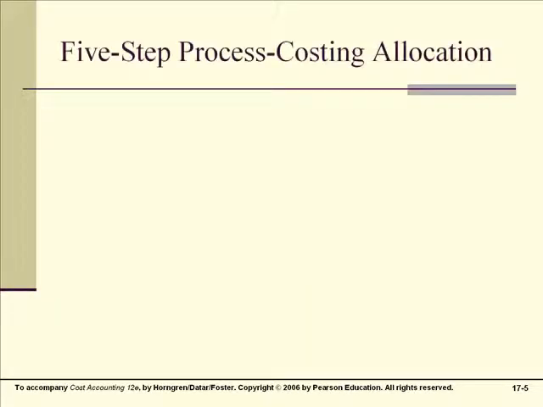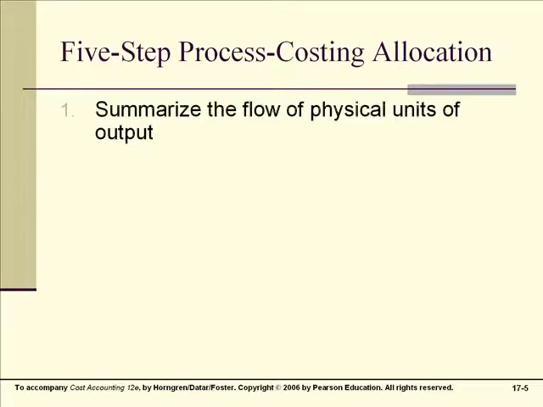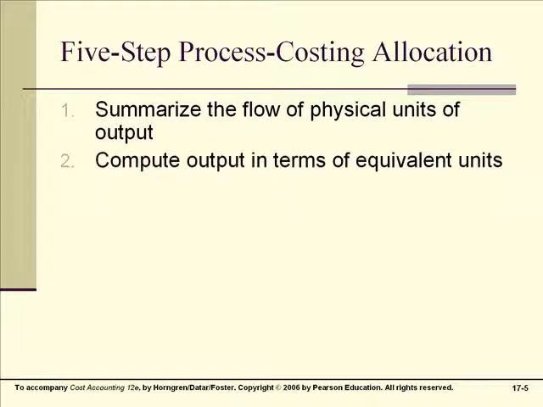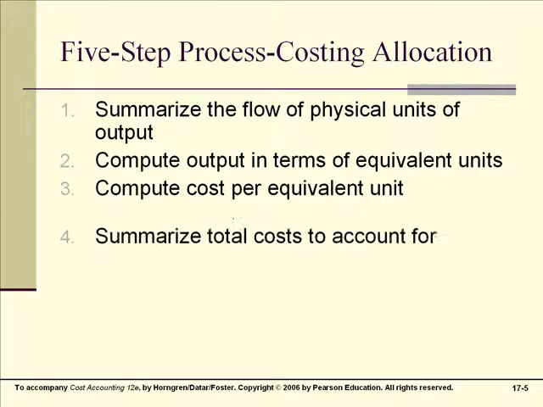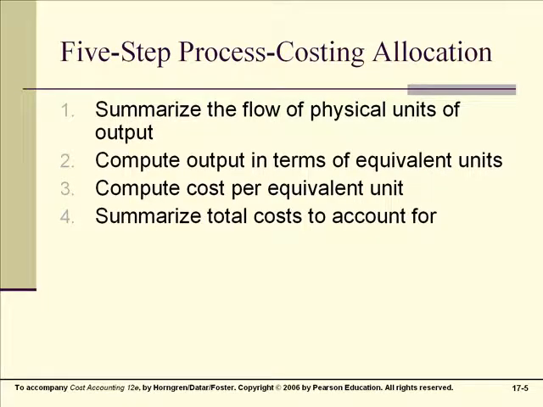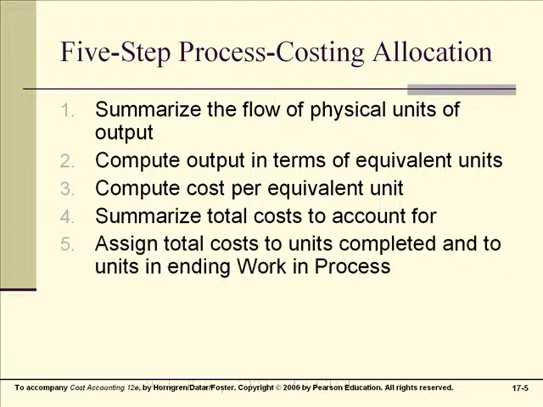Now, there is a five-step process associated with a costing allocation in a process costing environment. First, we summarize the flow of physical units of output. Then we compute the output in terms of equivalent units. Then we compute the cost per equivalent unit. Then we need to summarize the total cost to account for, and finally assign the total cost to units completed, and to also assign the cost to ending work in process. So, if you will, the two sort of global cost objects would be units completed. We need to assign cost to what was completed, and then also to what were the units in the ending work in process.